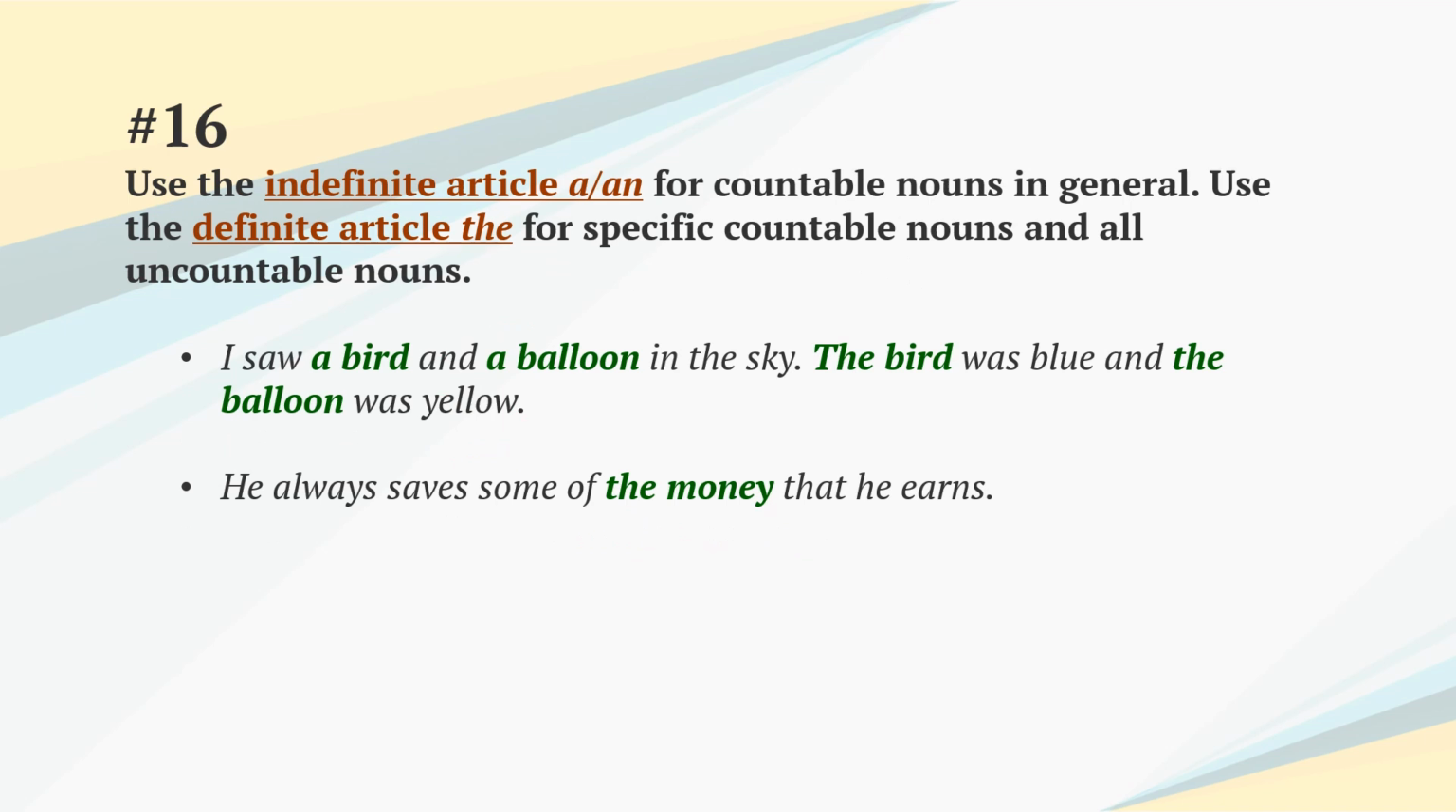Rule number 16. Use the indefinite article a or an for countable nouns in general. Use the definite article the for specific countable nouns and all uncountable nouns. I saw a bird and a balloon in the sky. The bird was blue and the balloon was yellow. He always saves some of the money that he earns.